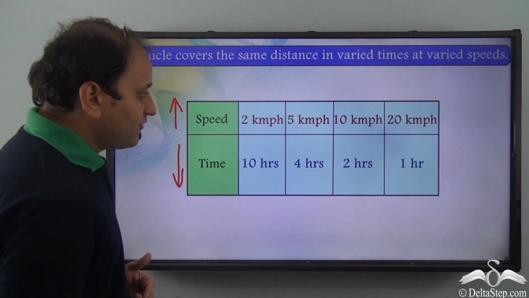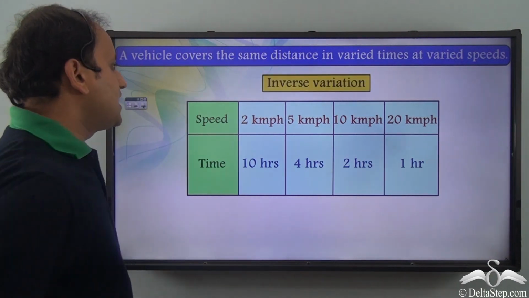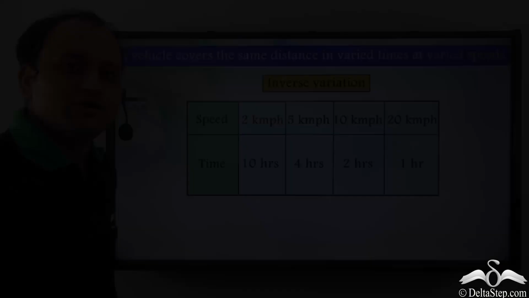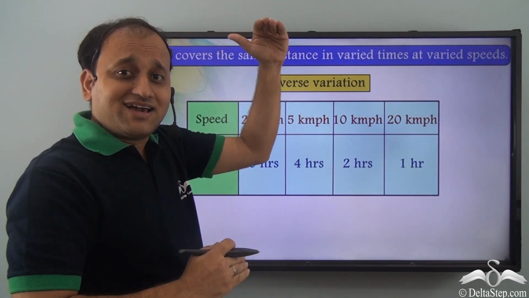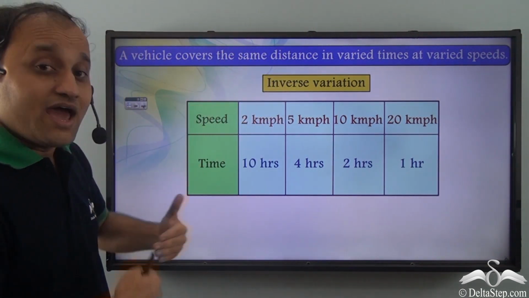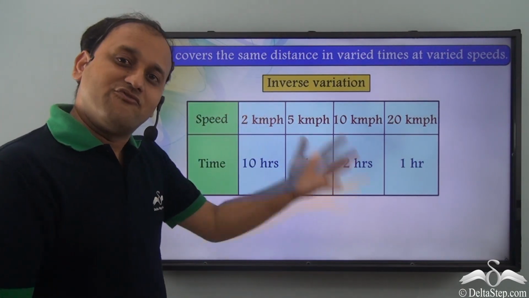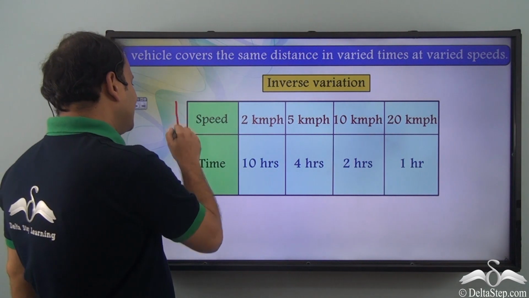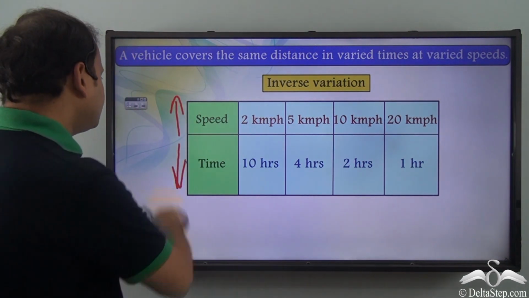And what type of relationship do we call it? We call it inverse variation. So what is happening is, one is increasing and the other is decreasing. So this is inverse, in the opposite direction, inverse variation. So one increases, the other decreases.